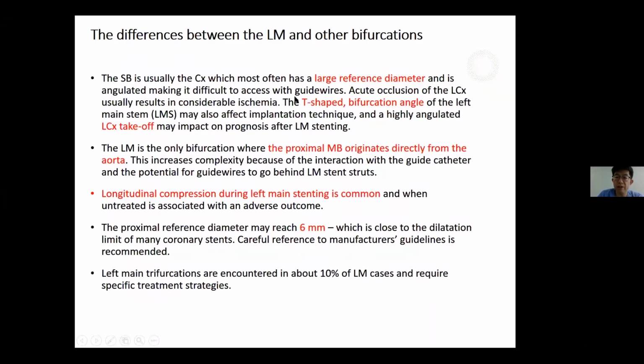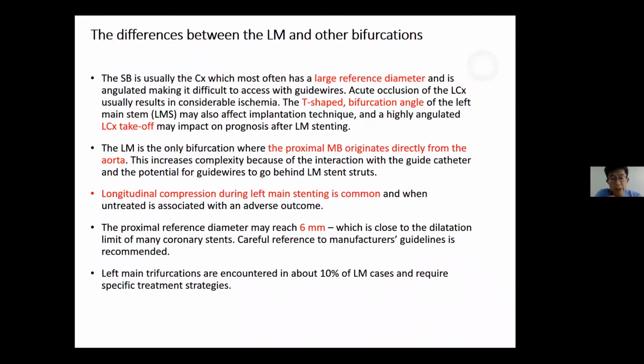LMT has a large reference diameter and a T-shaped bifurcation angle, and the left circumflex takeoff may impact prognosis after LMT stenting. The proximal main branch originates directly from the aorta, which is very important, and it means longitudinal compression during left main stenting is common, and when untreated is associated with adverse outcome.